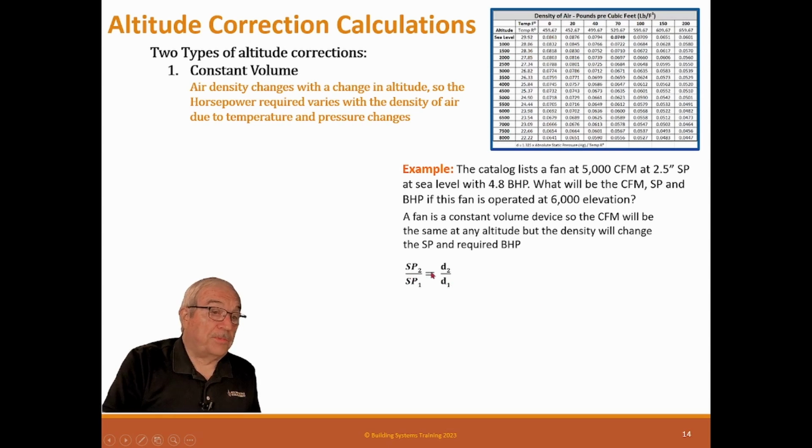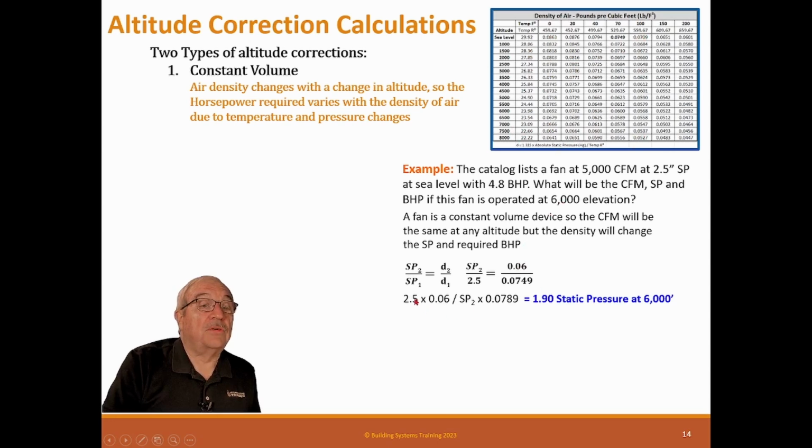This is a formula, it's basically just a ratio. So if you have static pressure 2 over 2.5 equals 0.06. Okay, so this is density 1. Density 1 is 0.0749, which is here at sea level. And then at 6,000 feet, it is 0.06. So you're going to get that.